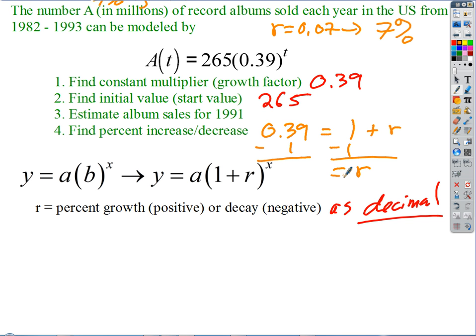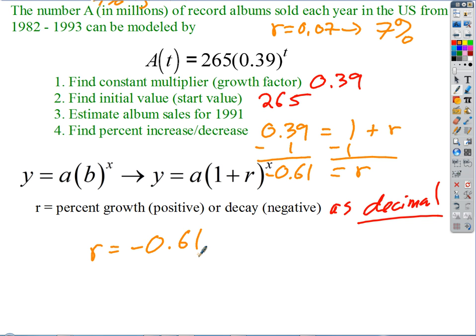Positive 0.39 minus 1. Yeah, negative 0.61. Okay. So if R equals negative 0.61, now pay close attention to this. How do we interpret that? What's that percentage going to be? Negative 61. Okay, good. It's 61.